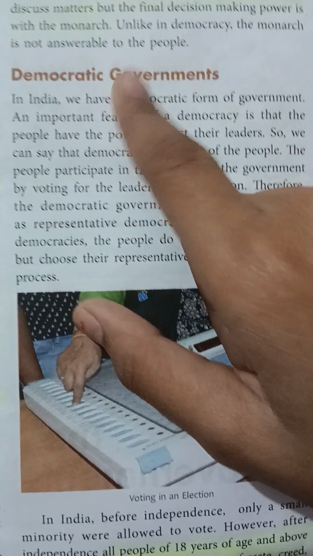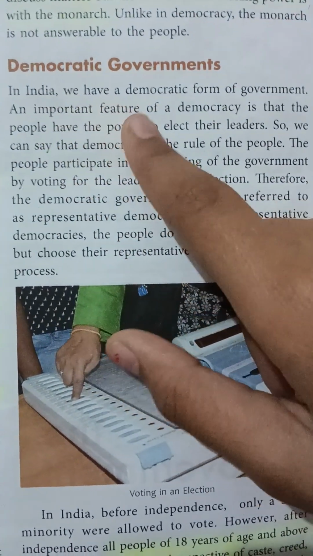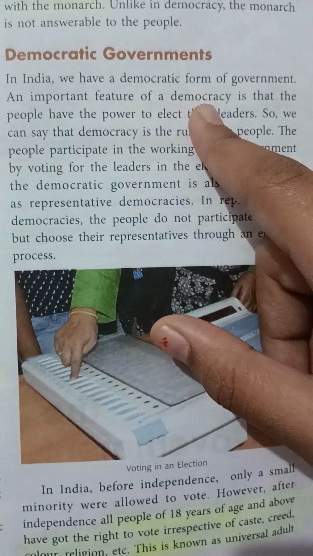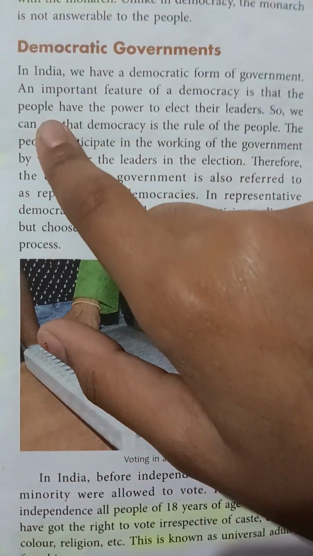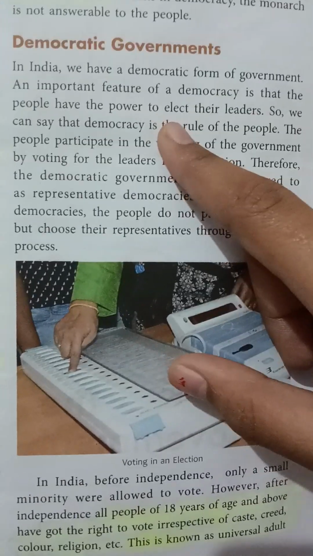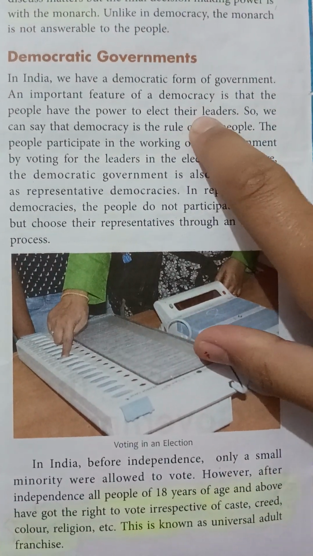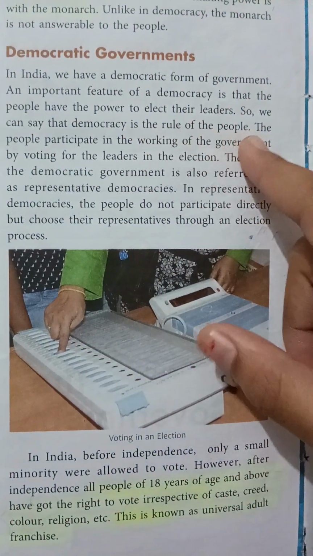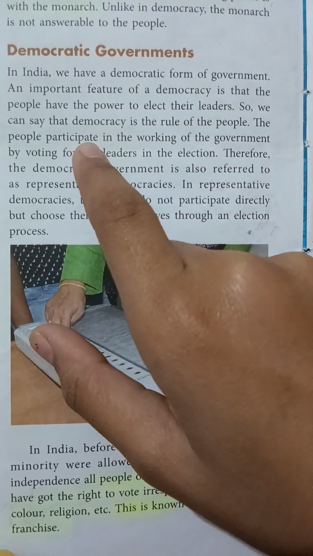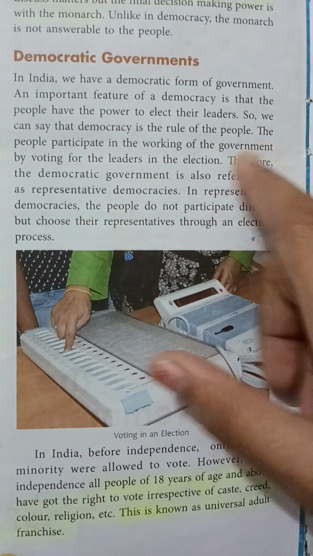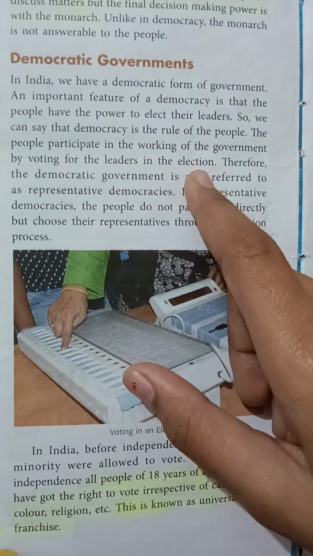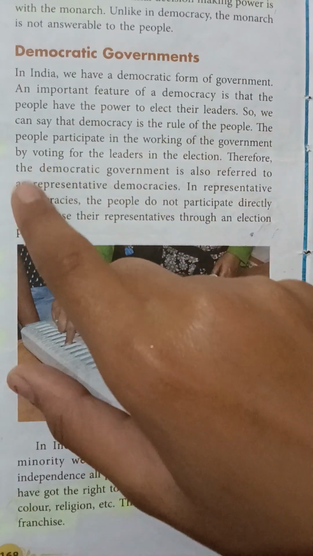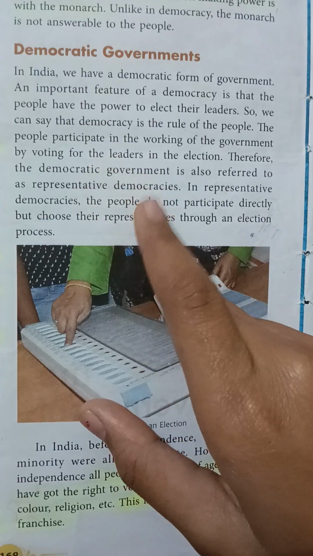Democratic government. In India, we have a democratic form of government. An important feature of a democracy is that the people have the power to elect their leaders. So, we can say that democracy is the rule of the people. The people participate in the working of the government by voting for the leaders in the election. Therefore, the democratic government is also referred to as representative democracy.